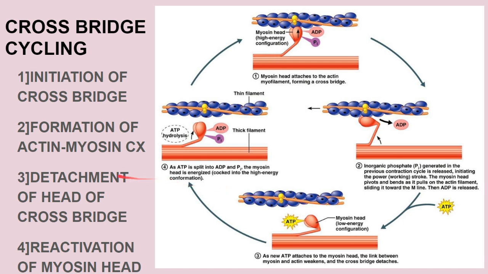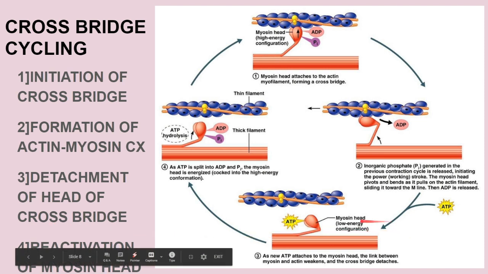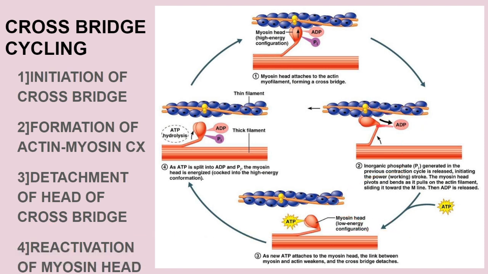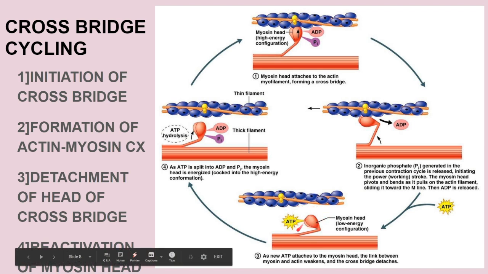Now the third step is the detachment of the head of the cross bridge. As the ADP and Pi are released from the myosin, the myosin will take up one more ATP from outside, and the complex formed by the myosin and the ATP has a low affinity for actin binding. Because of this, the head of the myosin dissociates from the actin with the coming of the ATP. This is known as the detachment of the head of the myosin from the cross bridge.